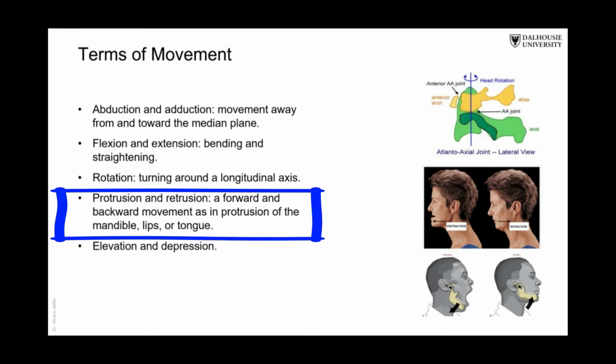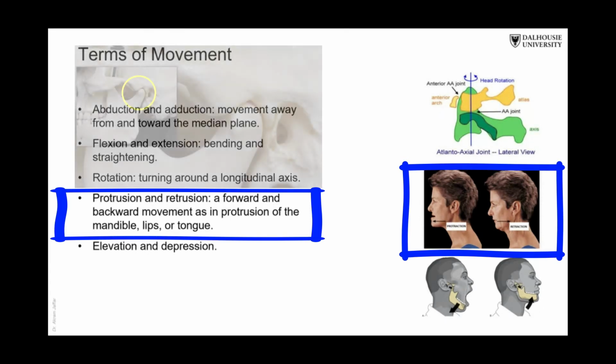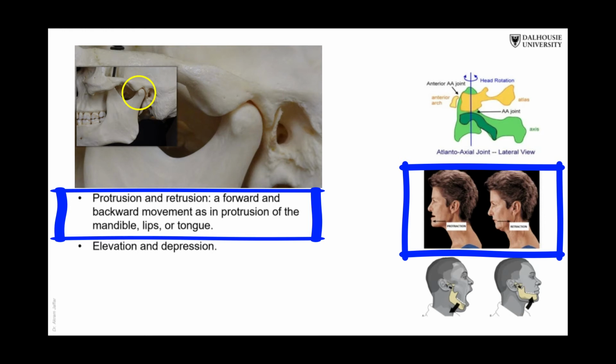We have protrusion and retrusion. This is used, for example, for the mandible, protrusion, and then retrusion or retraction of the mandible. Of course, this is not the only movement that takes place in the mandible. There are other movements, the movements that take place at the joint here, the temporomandibular joint.